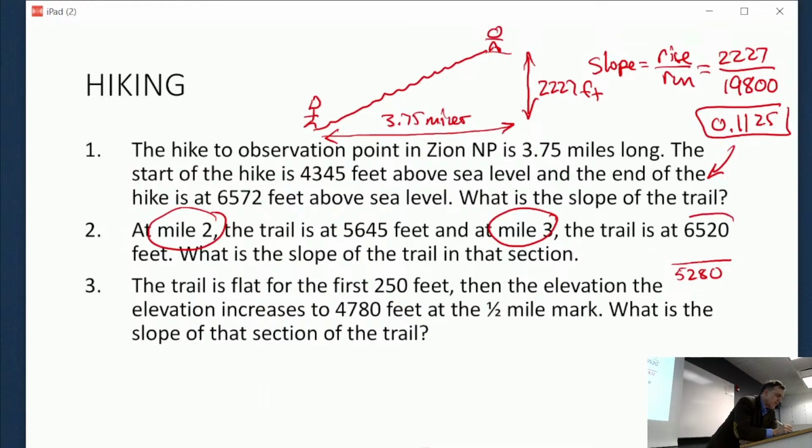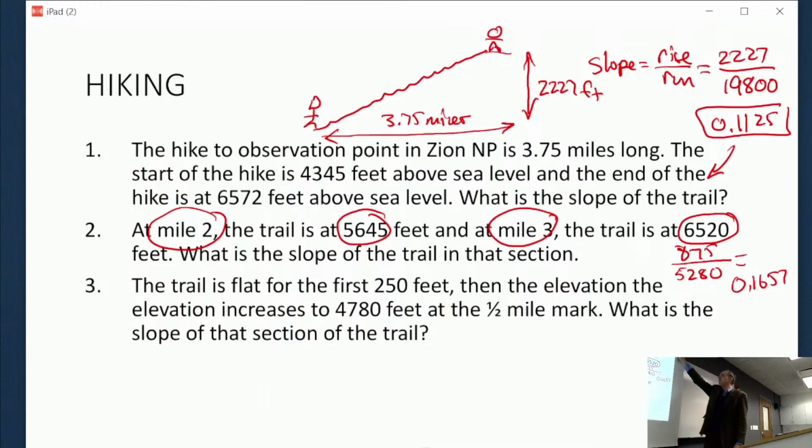How high are we going? So we want to know the difference between that height and this height. 875. Okay, 875, very nice. And so then we're just going to do this difference on our calculator, 280, and I've got 0.1657. So that section of the trail is a little bit steeper, a little bit more strenuous than the average. This is an average slope. This also is an average slope.